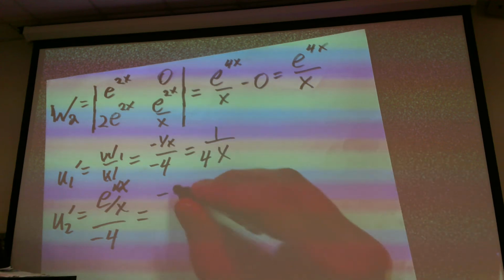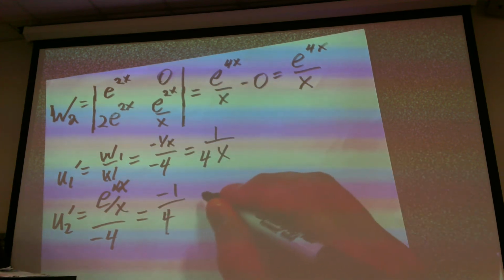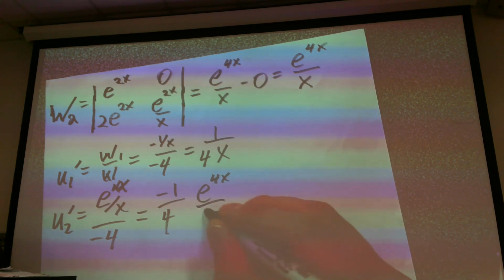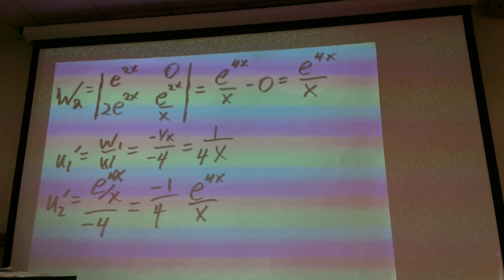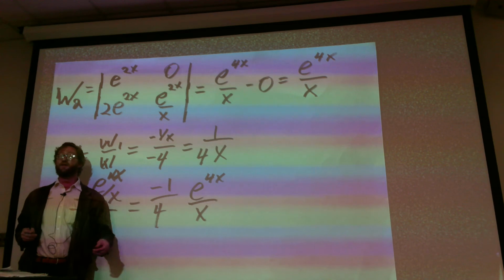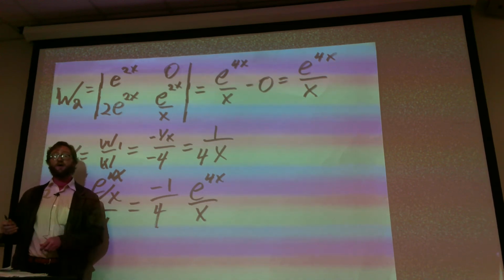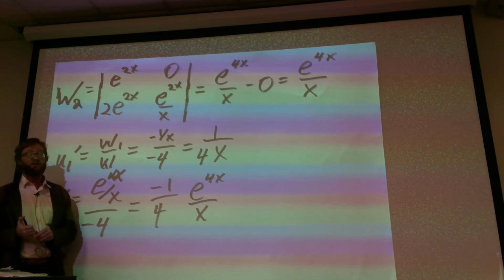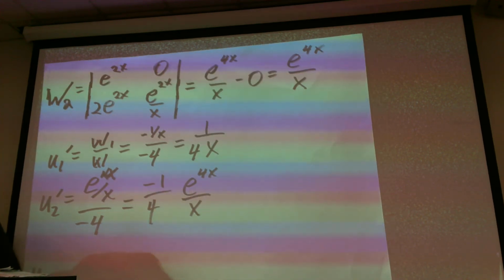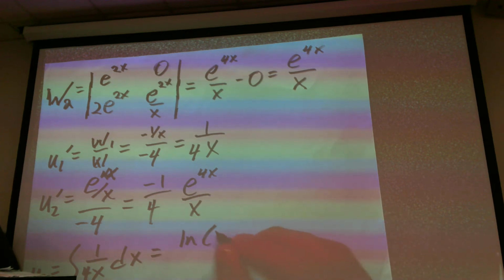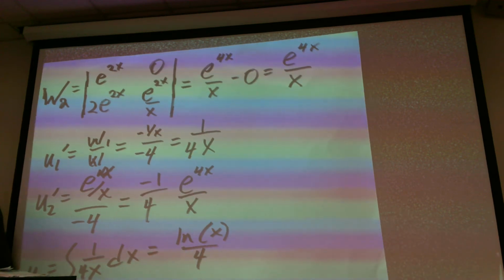And I'm going to write this like this for a very specific reason. The specific reason is that I'm going to have to set this up as an integral because I can't integrate e to the x over x in a normal fashion. Okay? So this means that u1, which would be the integral of 1 over 4x with respect to x, would equal the natural log of x divided by 4.